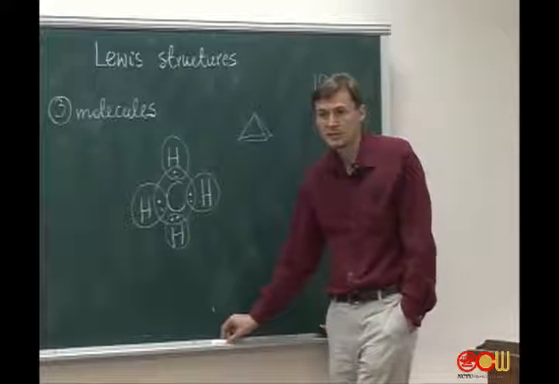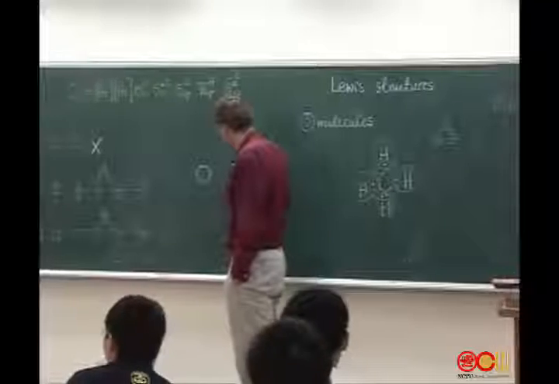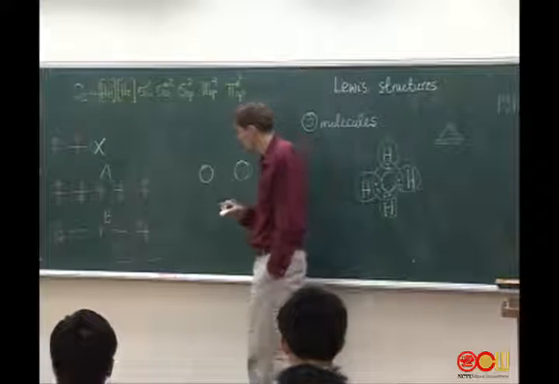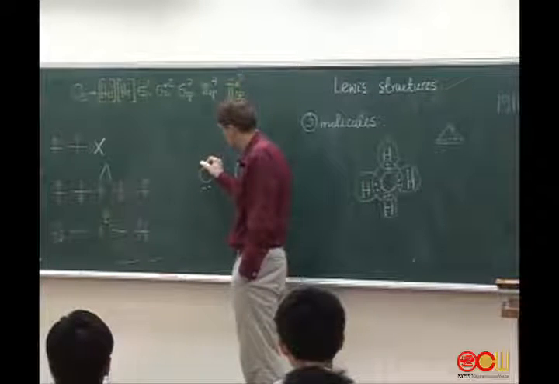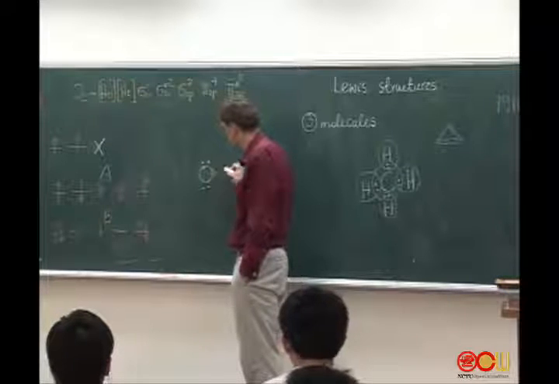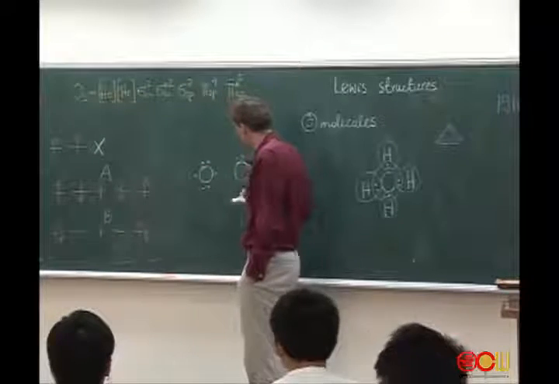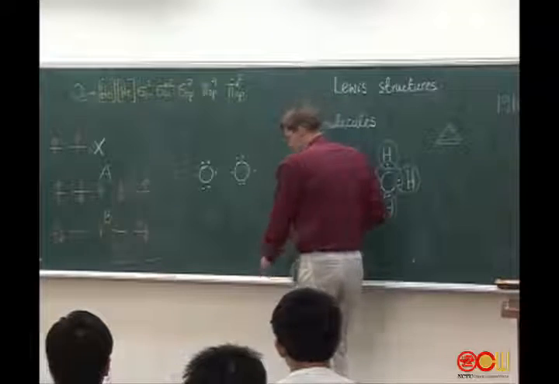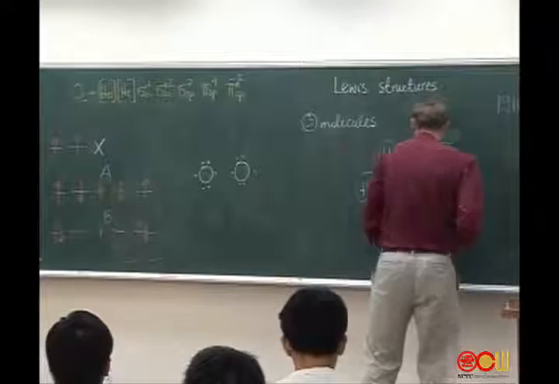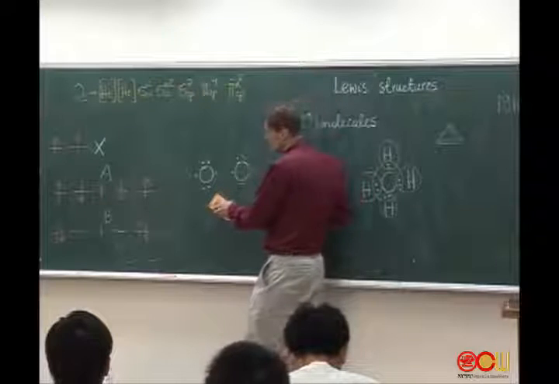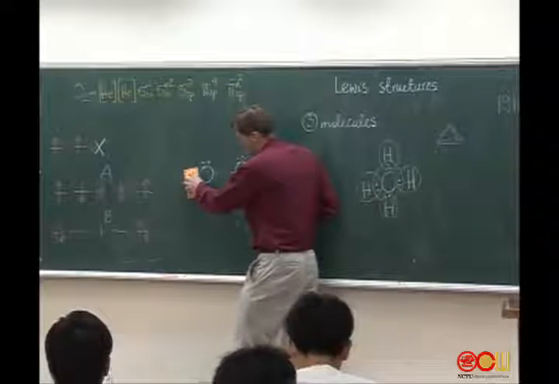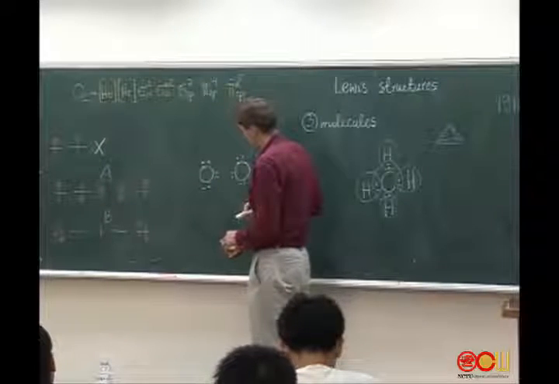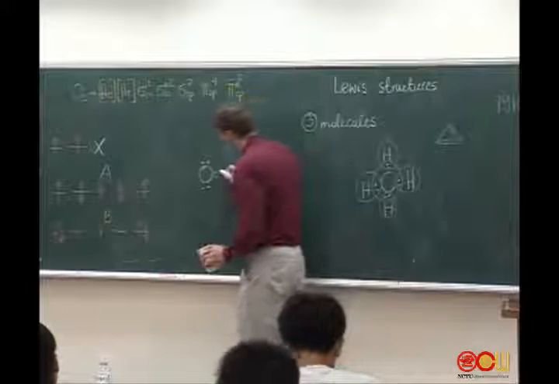Well, what kind of mistakes? O2. Let's analyze the O2 molecule. One oxygen has 6 valence electrons. The other one has 6 valence electrons. The only way of making them happy is taking this dot, putting it here, taking this dot and putting it here. So finally when I draw it together, that will look like that.